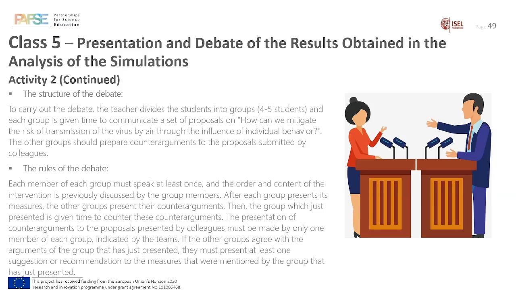The teacher should divide the groups into 4 or 5 students. Each group is given a time to communicate a set of proposals on how we can mitigate the risk of transmission of viruses by air through the influence of individual behavior. The rules of the debate should be defined by the teacher, but each member of the group must speak at least once, and the order of the interventions is previously discussed by the group members.